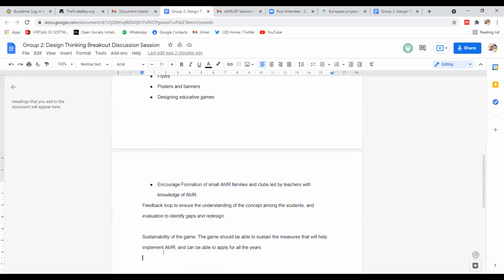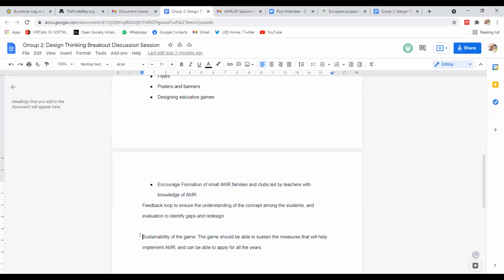Some of our final points: we must create a feedback loop where we ensure the understanding of the concept among students, and also evaluation to identify the gaps. So once you've created your feedback loop, you're able to reassess after your game what has been your impact among these students. Are they able to understand what you've really delivered to them? And then you identify the gaps and redesign for the future games or future interventions.